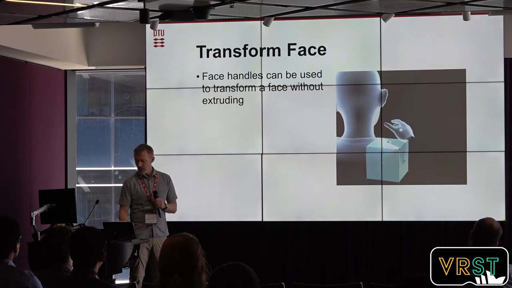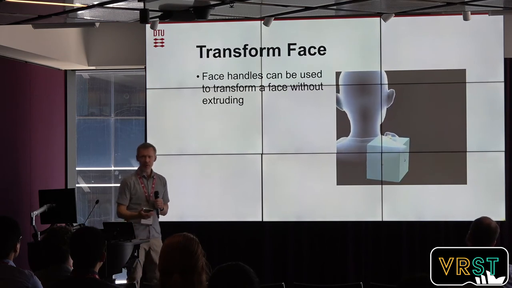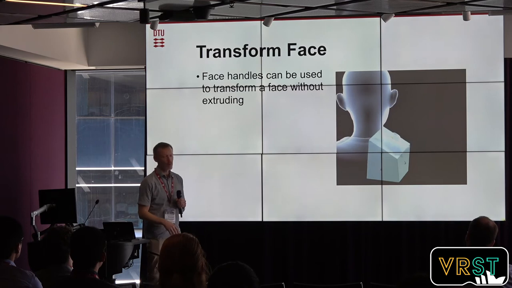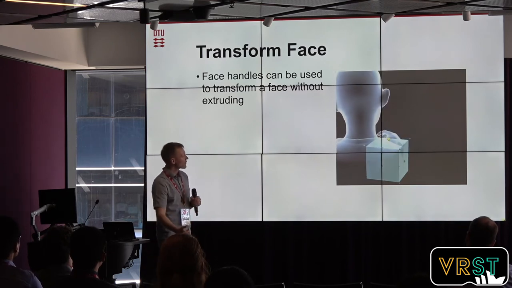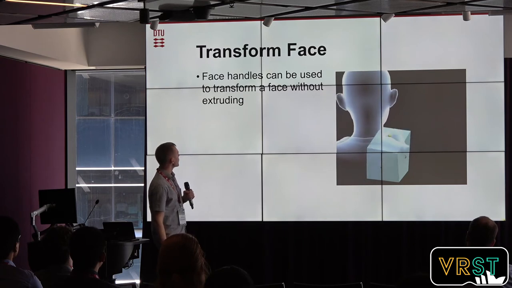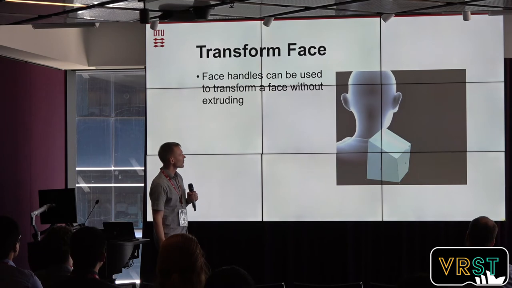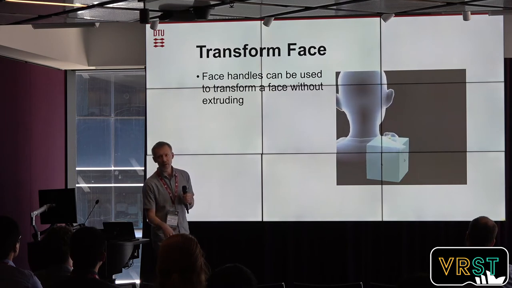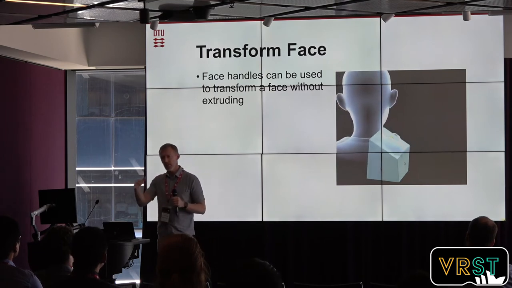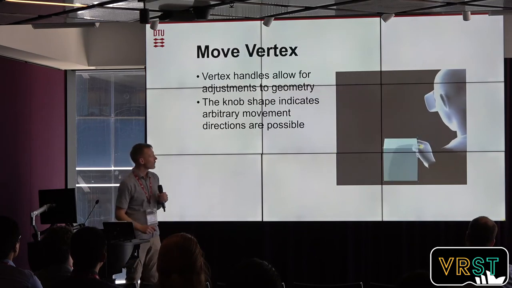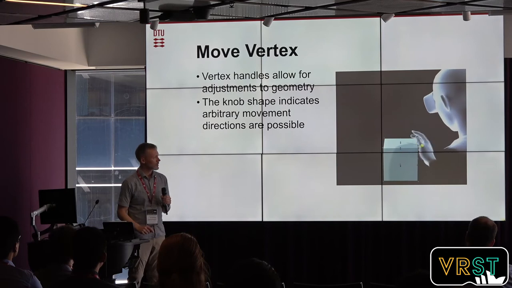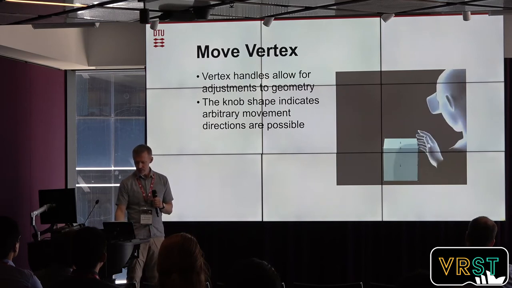Of course, the face handles can also be used simply to transform the face. If we disable the snapping, in this case you just change the orientation. And that's quite useful for organic sculpting, where you're not trying to make something with right angles. And then we have move vertex, which we already discussed in some detail.